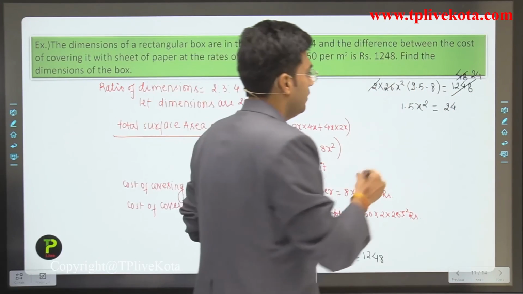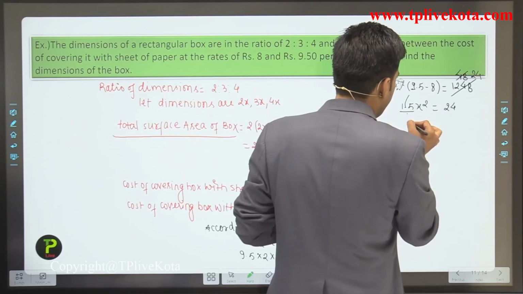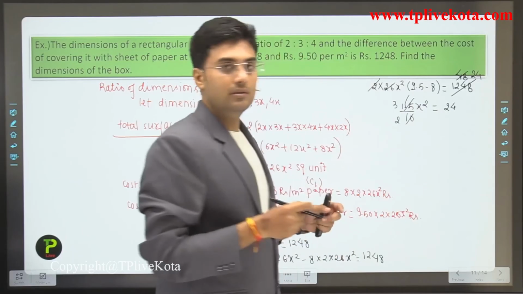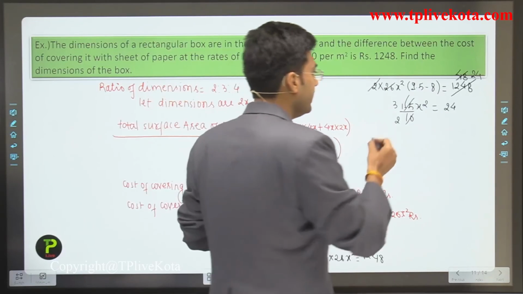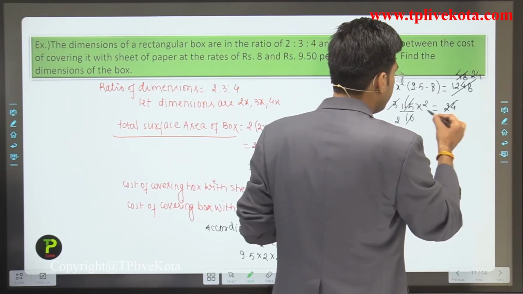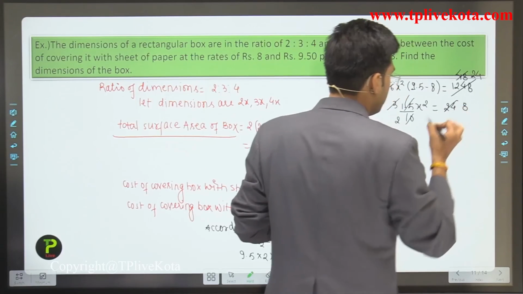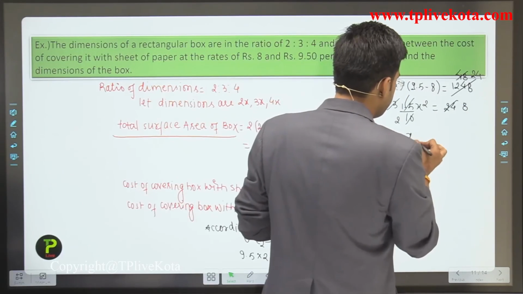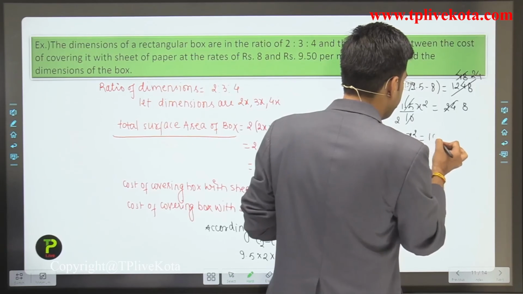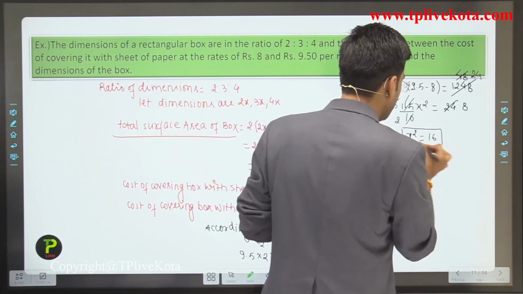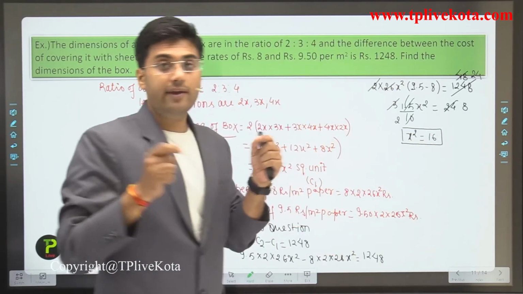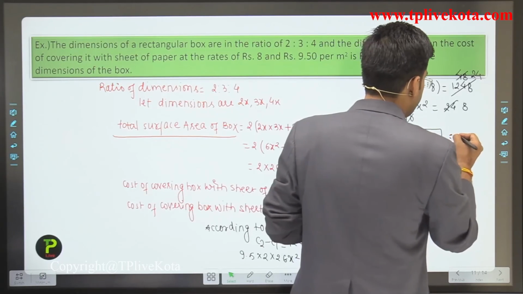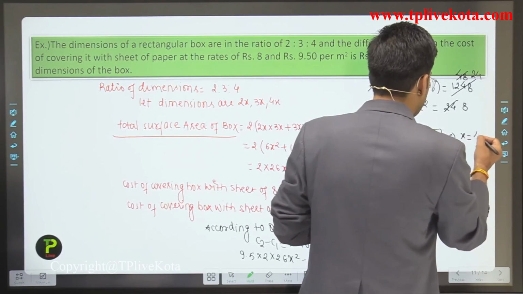Now when we solve this, we will get 3 by 2, and we can cancel this 24 by this 3, 8 times. So now what will we get? X square is equal to 16. If x square is 16, then x is equal to 4.